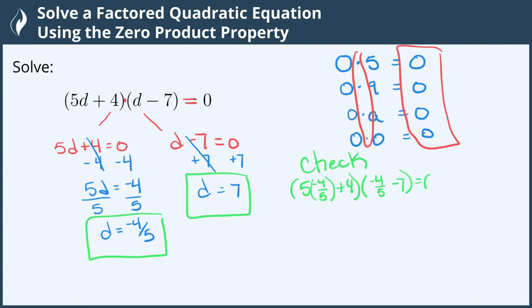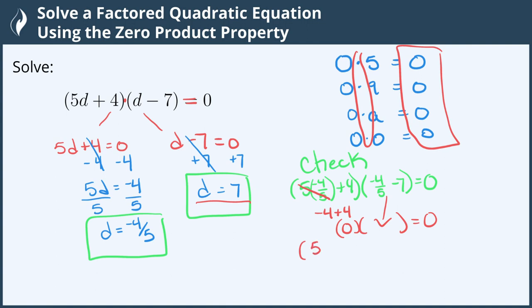And we'll work on the first one. -4/5 times 5. The 5's cancel, so I'm left with -4 + 4, which is 0. And 0 times whatever I get from this one will be 0. We can also check with the second answer of d = 7.